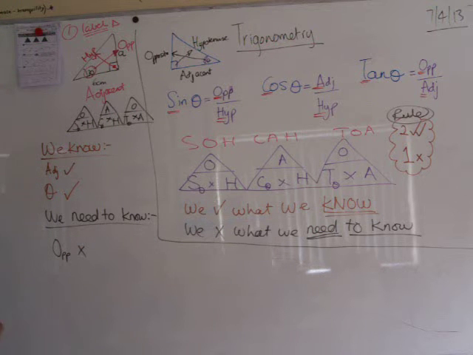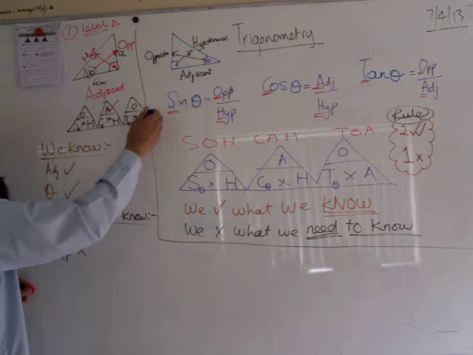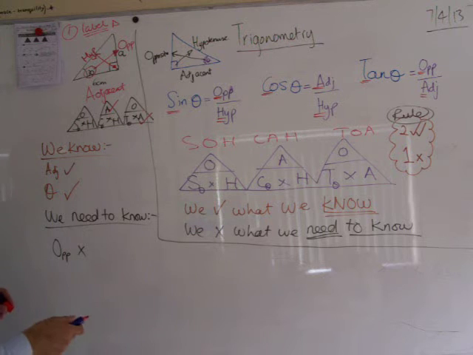So we give that a cross. So we have 2 ticks and a cross. That's what the technique is talking about. We know the adjacent, we know the angle, we need to know the opposite. So it's 2 ticks and a cross. So wherever we find adjacent, we're going to tick it. Adjacent, adjacent, we're going to tick it. So do that first. Tick your A's.